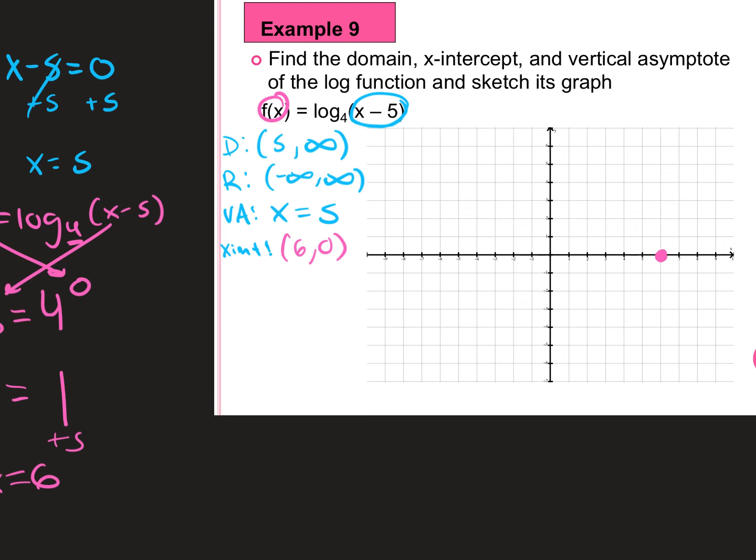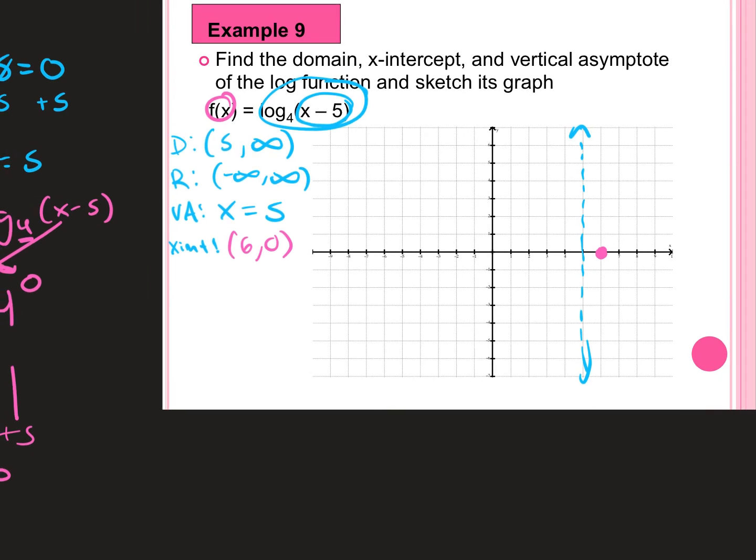Now I'll also plot my vertical asymptote too since I have that. So my vertical asymptote goes through 5. And my graph is just shifted 5 to the right because it was a -5. So that means we go to the right 5. So when I plot my graph, it's our basic log function graph. So it starts down low, really, really close to our asymptote, and then just slowly gets bigger like that. So that would be my graph.